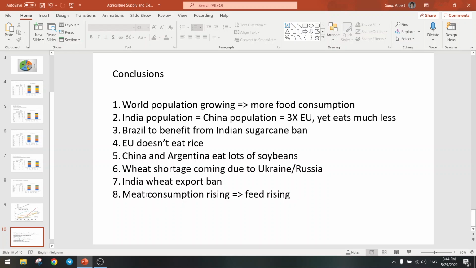And finally, meat consumption is rising, and I expect this rising trend to come in for the Chinese and for the Africans. India will probably stay vegan and not see much of movement in the meat consumption. But the other countries like China and Africa will eat more of it. And that will lead to an increased feed for animals.